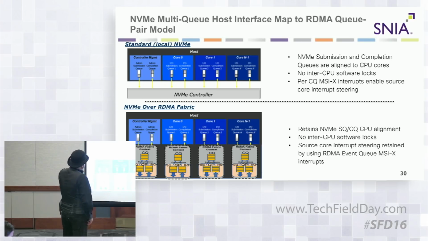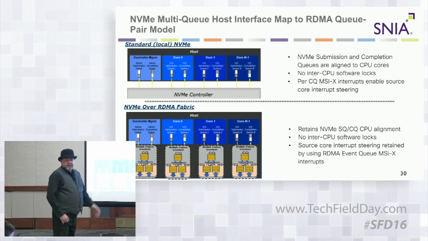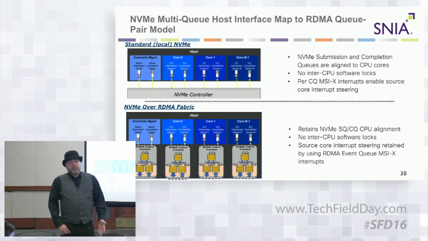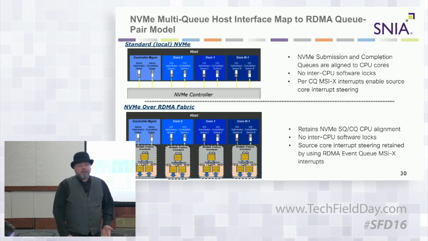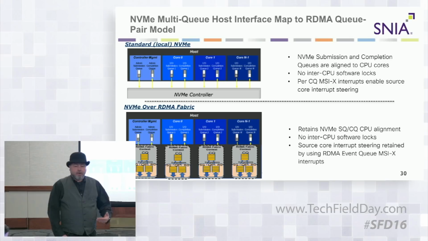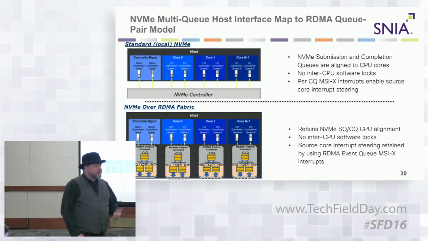Now, this is what it would look like inside a local NVMe versus an RDMA fabric. Basically, you have your NVMe controller with your admin queue pairs and the different cores, and this is exactly the same. Why do I point this out again? Well, the idea here is that we don't want to break the multi-queue model, right? And we can do the exact same thing with any RDMA base, and this is true for InfiniBand, it's true for RoCE, it's true for iWARP.